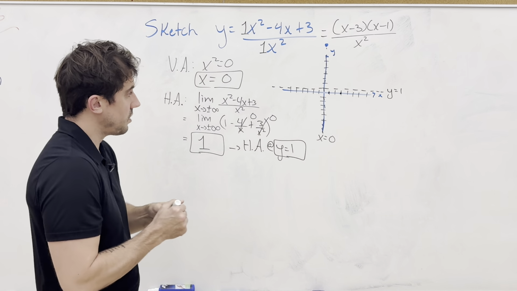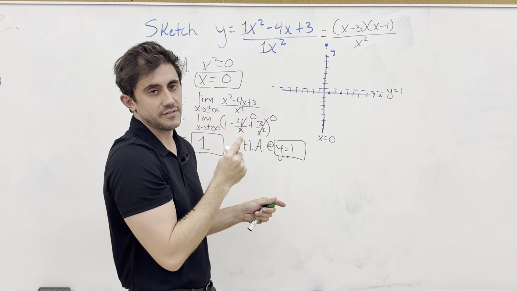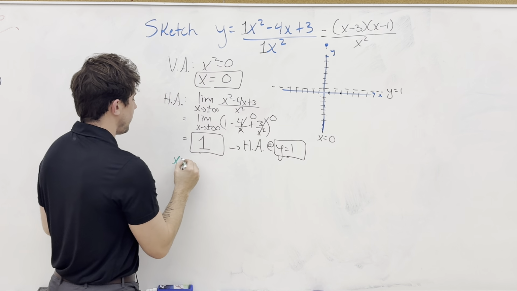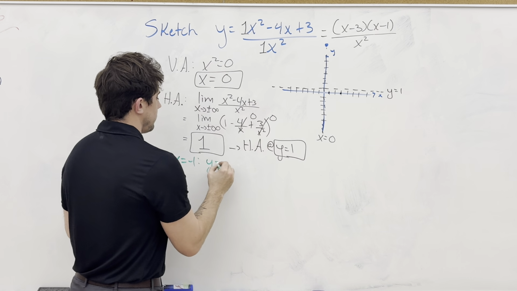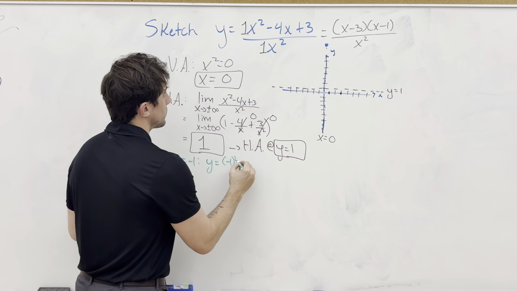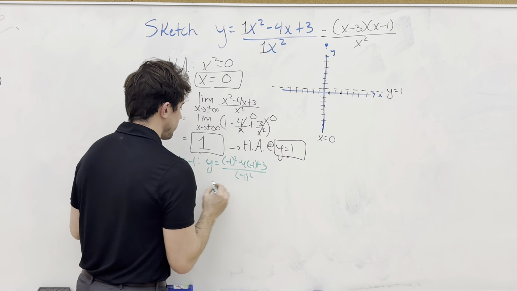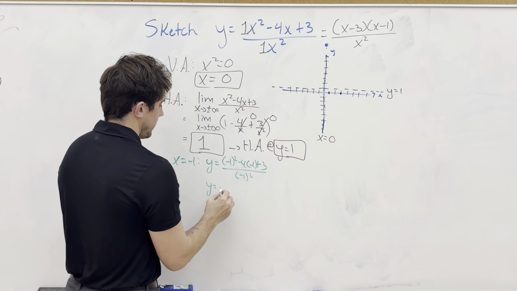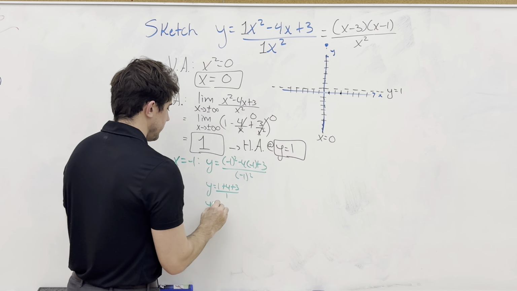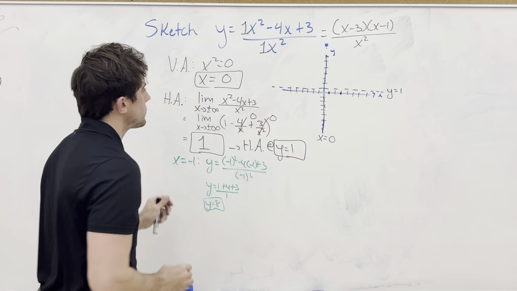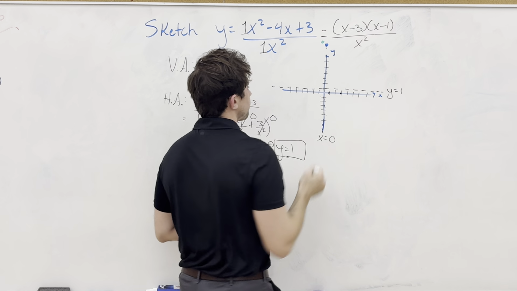Let's plug in -1. We know we have a vertical asymptote here, so it would be nice to have some points on either side of that vertical asymptote, right? So let's find some when x is -1. Y is going to be -1 squared minus 4 times -1 plus 3 all over -1 squared. And so that's 1 plus 4 plus 3 all over 1. And so that's 8, right? So when x is -1, y is up here at 8, okay?